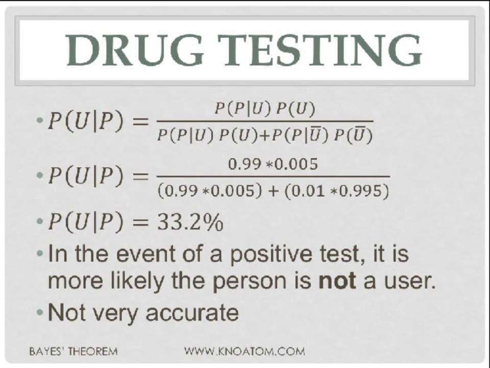Clearly, this test is not very accurate because in the event of a positive test, it is far more likely, by 66.8%, that the person is not a user. So after using Bayes' theorem, we realize that this test must actually be far more accurate if we are to use this in the real world.